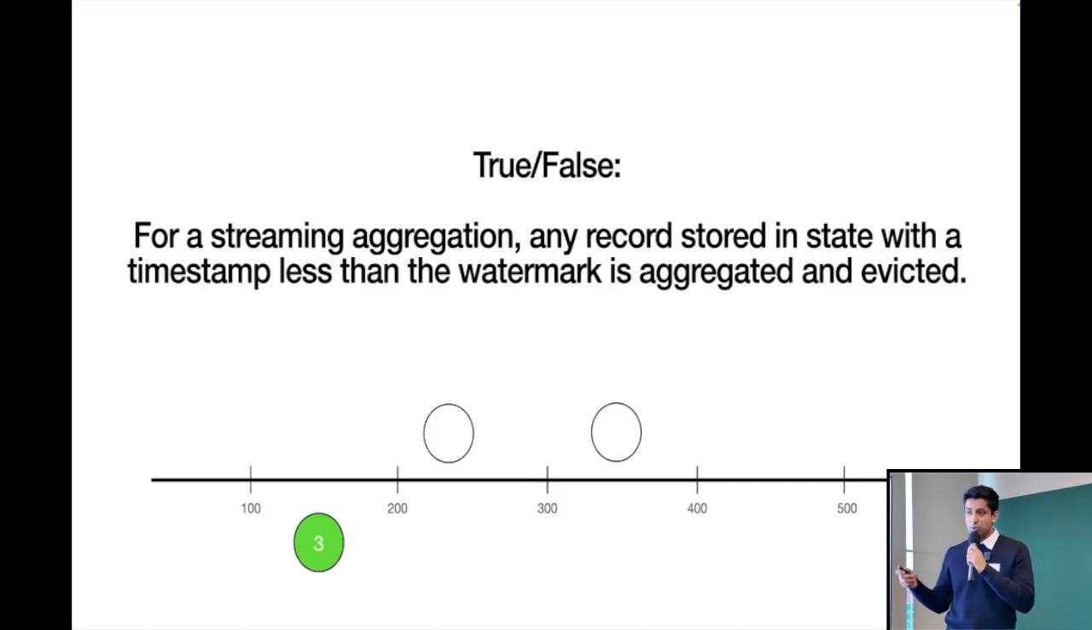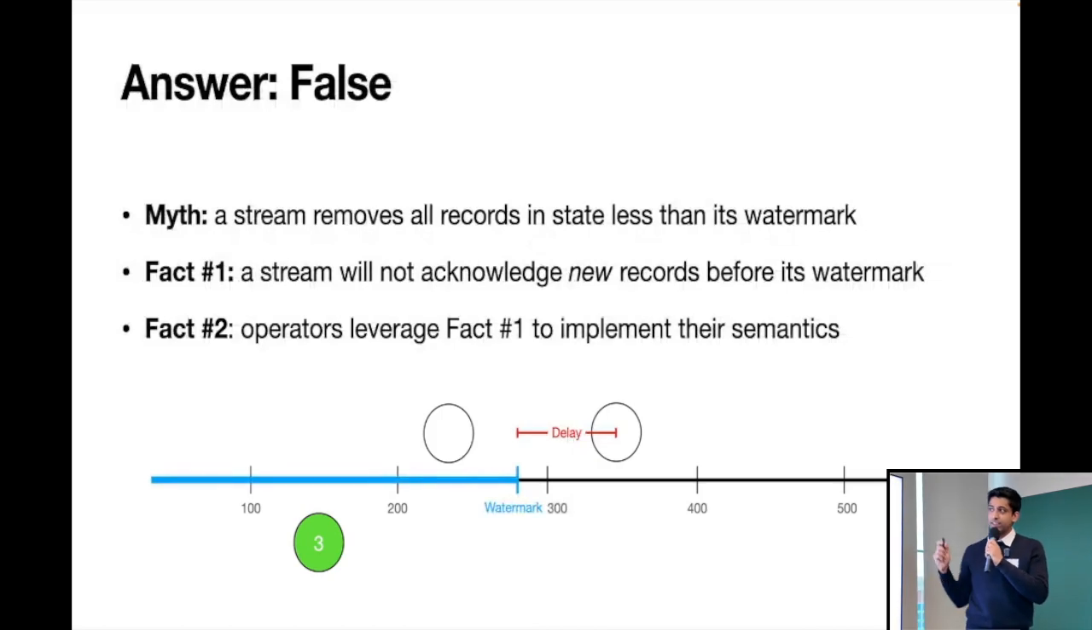And at that point, you will not evict the records for the windows 0 to 100, because you still could receive a record at 99.5. Okay. So the answer is yes, almost true. It's false. And the myth that I see a lot on Stack Overflow and whatnot is that the stream removes all records in state less than the watermark.